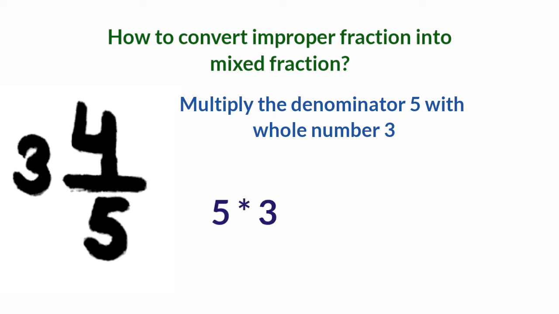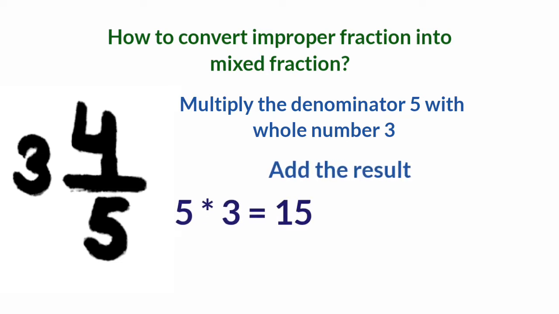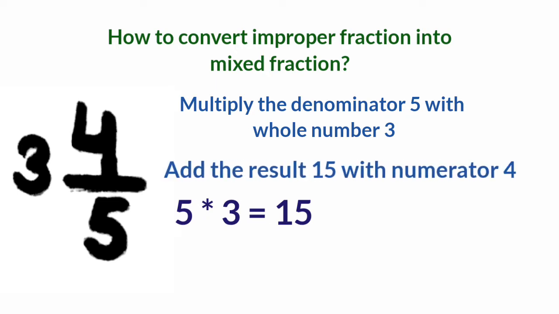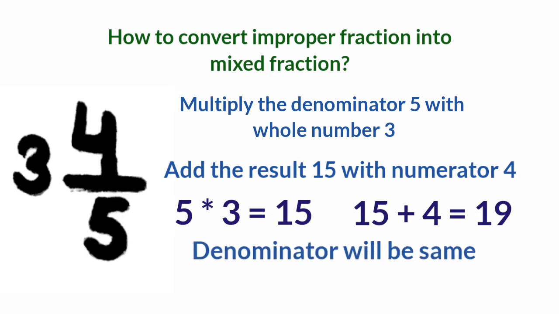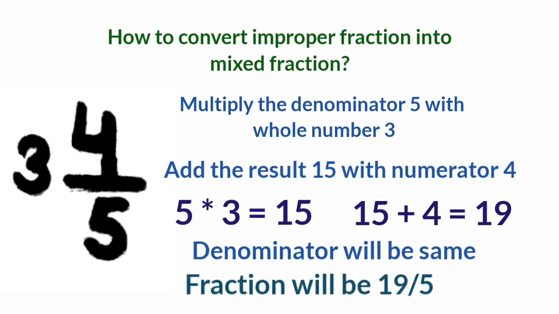5 multiplied by 3 equals 15, and add the result 15 to the numerator. 15 plus 4 equals 19, and the denominator will be the same. So the fraction will be 19 upon 5.